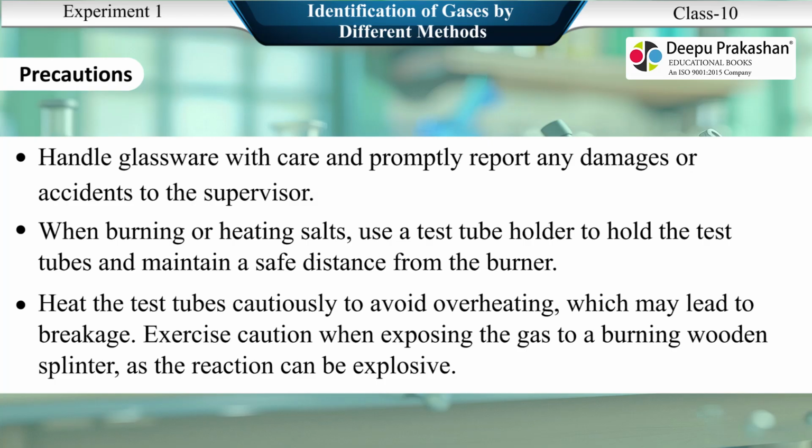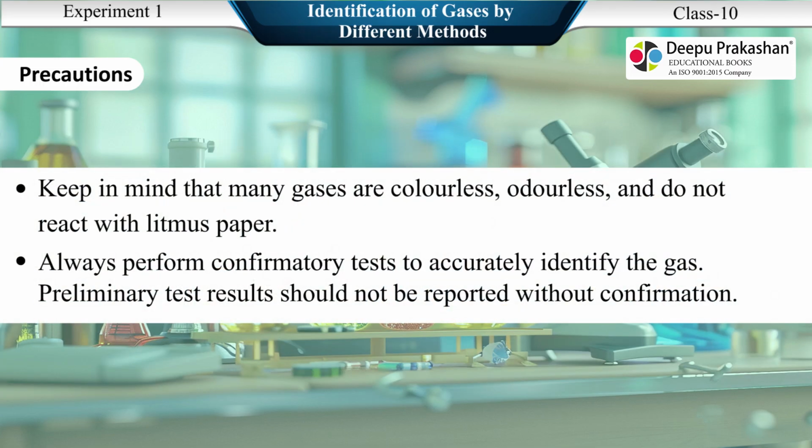When burning or heating salts, use a test tube holder to hold the test tubes and maintain a safe distance from the burner. Heat the test tubes cautiously to avoid overheating, which may lead to breakage. Exercise caution when exposing the gas to a burning wooden splinter, as the reaction can be explosive. Keep in mind that many gases are colorless, odorless, and do not react with litmus paper. Always perform confirmatory tests to accurately identify the gas. Preliminary test results should not be reported without confirmation.